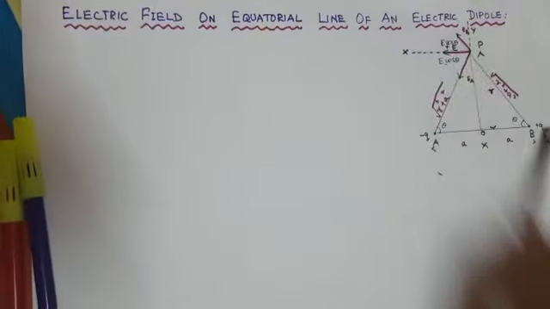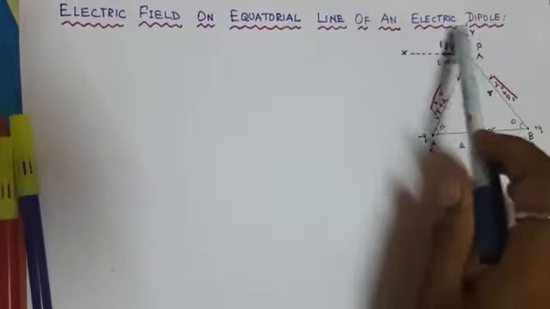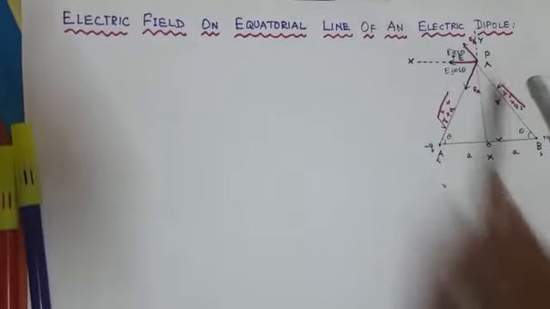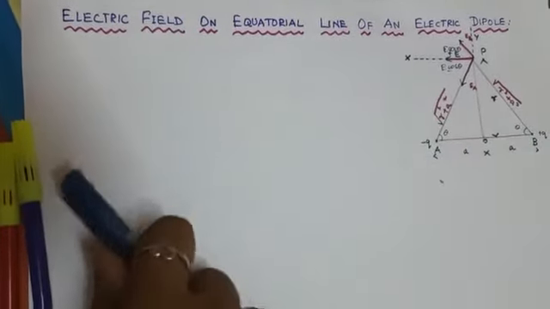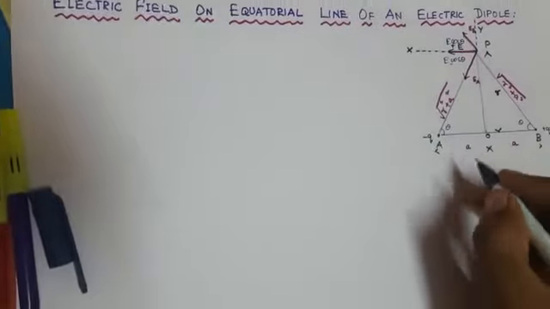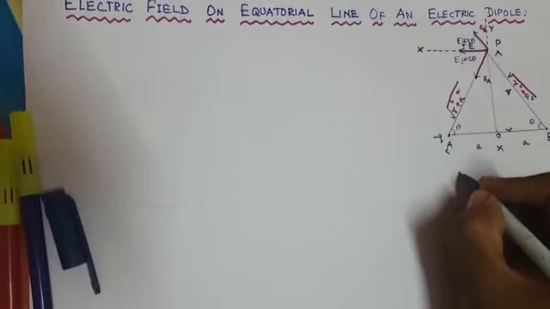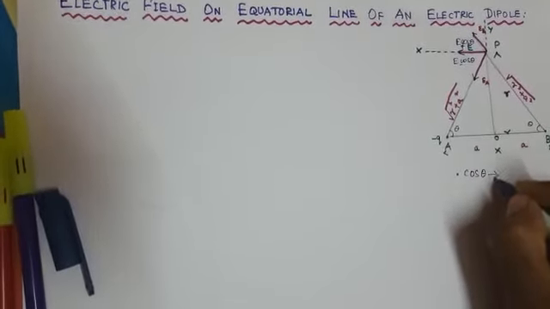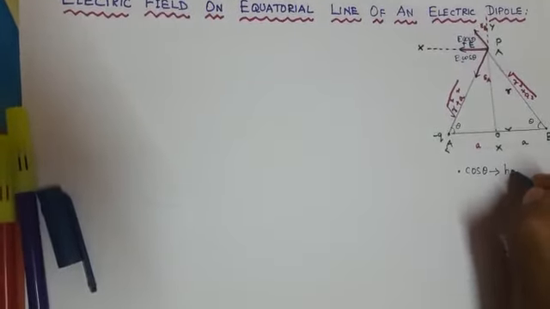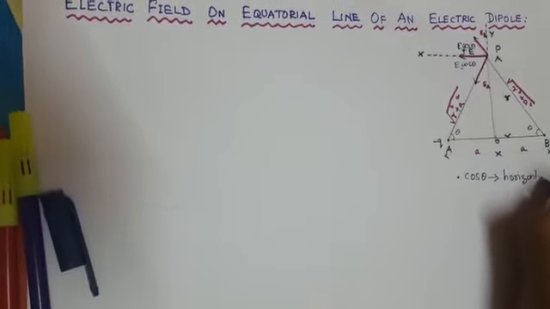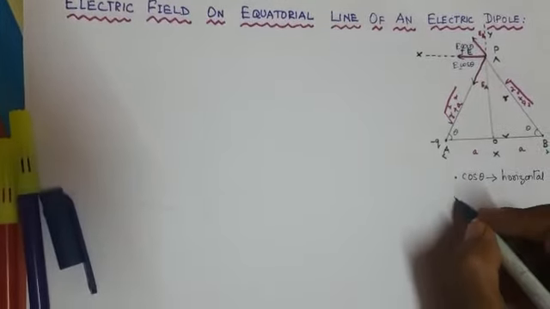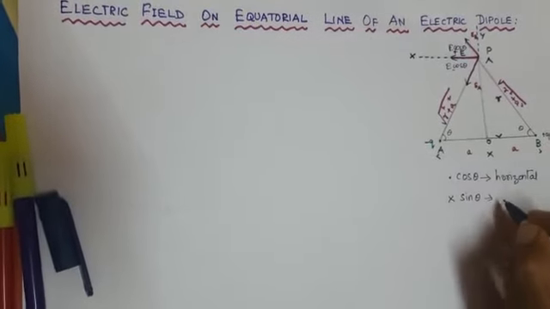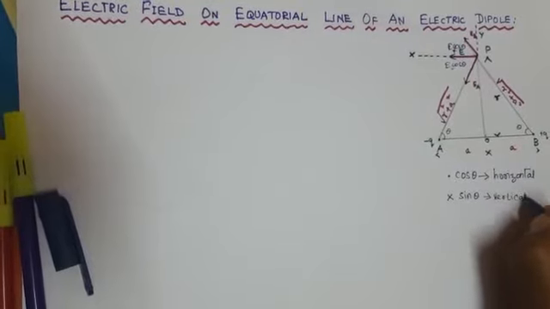But in this equatorial line, some angles are involved, so how do we resolve those angles? Resolving into components, we know very well. Just keep this point in mind: if it is a dot product, it is taken as cos theta, which is the horizontal component. If it is a cross product, it is sin theta, which is the vertical component.